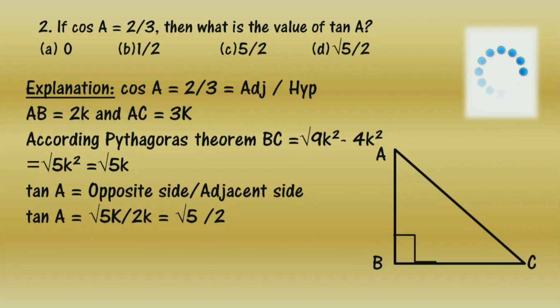AC is the hypotenuse, it's given 3, so we have to consider it as 3k. According to Pythagoras theorem, BC equal to root of 9k square minus 4k square, equal to root 5k square. So that is root 5 k. And we have to find tan A, opposite by adjacent side. According to angle A, the opposite side is BC and the adjacent side is AB. So here root 5k by 2k equal to root 5 by 2. So the correct option is option D, root 5 by 2.